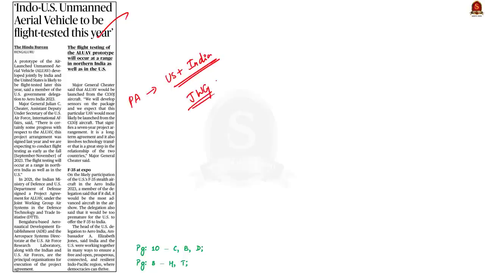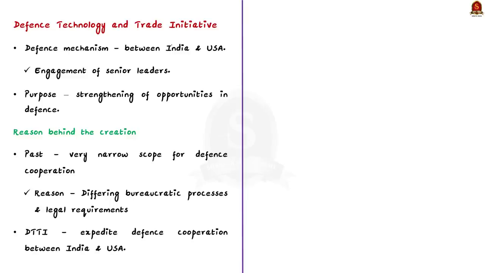In this discussion, let's learn about the Defense Technology and Trade Initiative. See, the Defense Technology and Trade Initiative was a defense mechanism between India and the USA. It was launched in the year 2012. Know that this DTTI is neither a treaty nor a law. Whereas, it is a flexible mechanism that engages the senior leaders from both countries to strengthen the opportunities in the field of defense. Now, what was the reason behind the creation of DTTI?